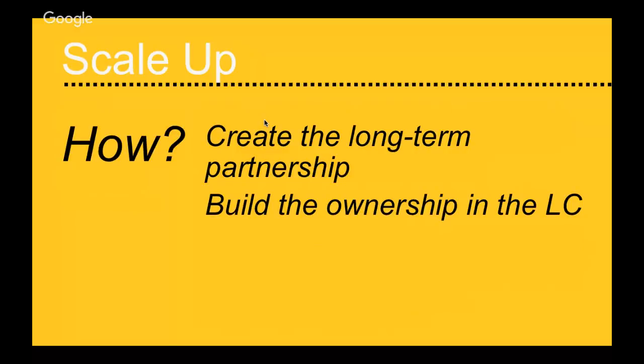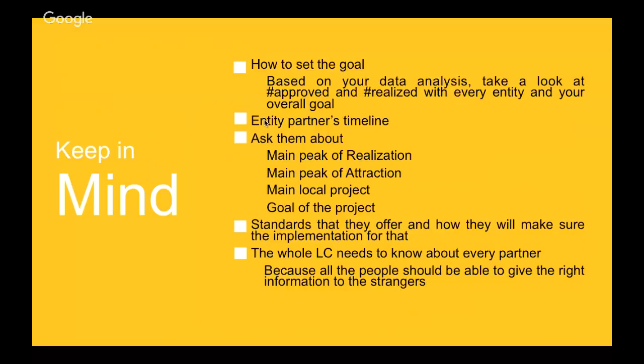And the last thing you need to keep in mind about IR establishment and maintenance is to always set the goal based on your data analysis. Take a look at the number of approvals and realizations with every entity, your overall goal, and distribute your overall goal amongst your partners. Always discuss entities' partners' timeline. Ask them about main peak of realization, main peak of attraction, main local project they are running, and goal of the project, of course.